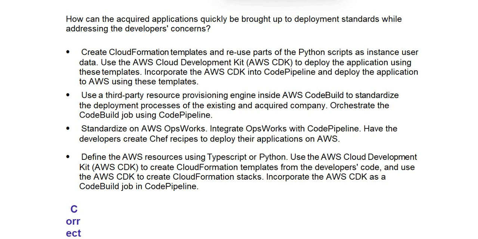Option C. Standardize on AWS OpsWorks. Integrate OpsWorks with CodePipeline. Have the developers create Chef recipes to deploy their applications on AWS. Option D. Define the AWS resources using TypeScript or Python. Use the AWS Cloud Development Kit (AWS CDK) to create CloudFormation templates from the developers' code and use the AWS CDK to create CloudFormation stacks. Incorporate the AWS CDK as a CodeBuild job in CodePipeline.